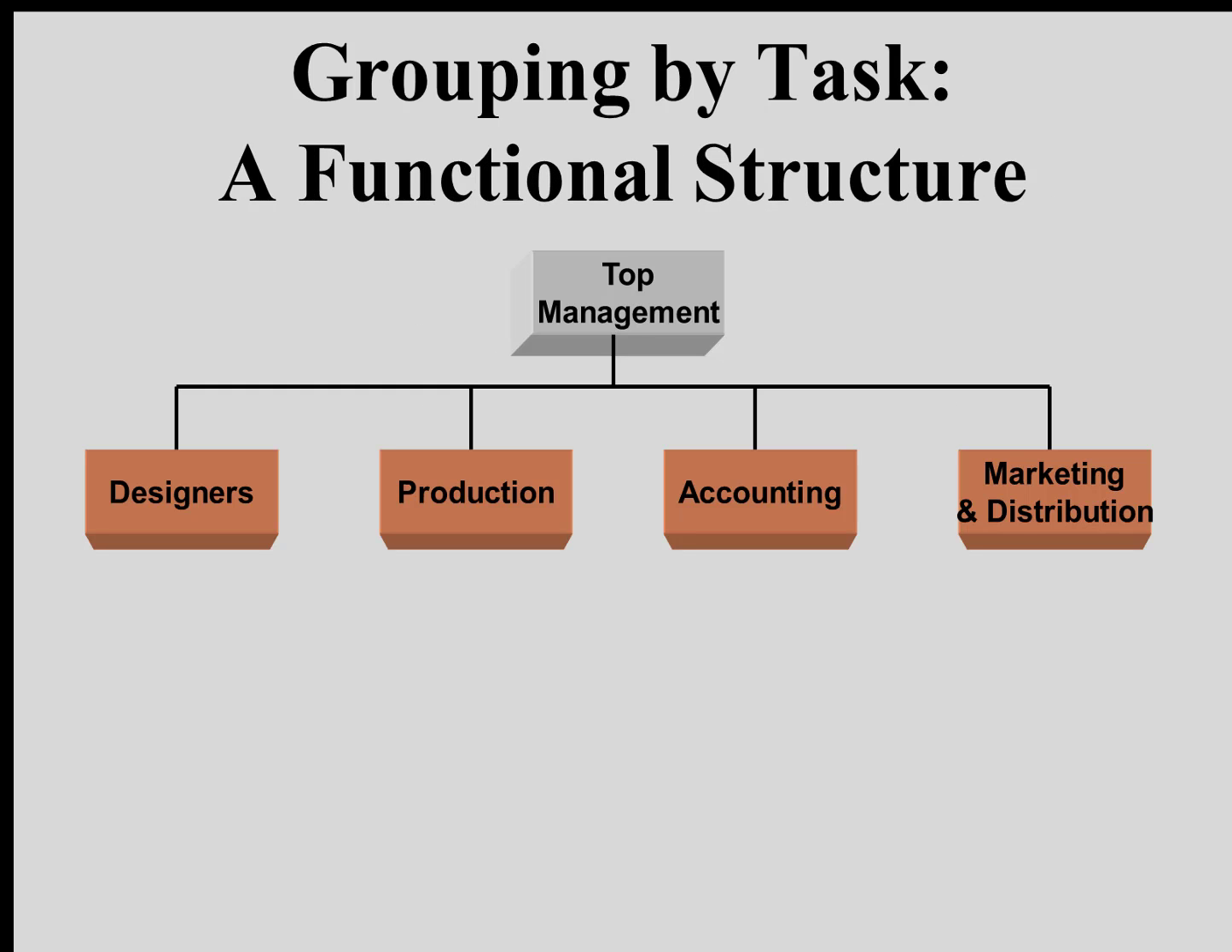So in a picture it looks something like this, and nothing magical about the particular boxes I have put in here. They're all functions. I have left out HR, I have left out finance. I'm not trying to diss on those. I just can only fit so many boxes on the screen. So, design, production, accounting, marketing, and distribution make up our tasks, our basic functional structure.